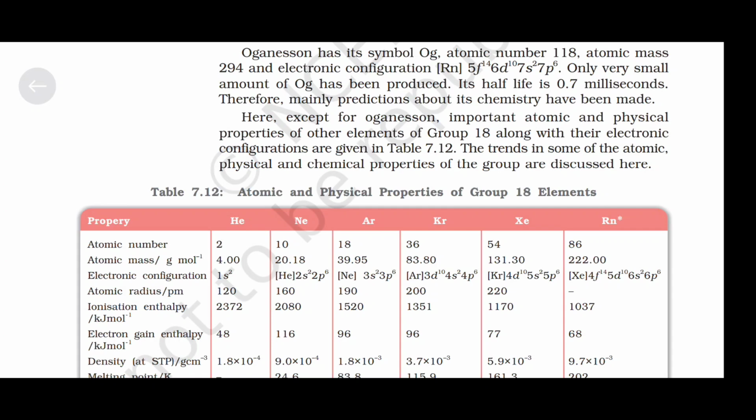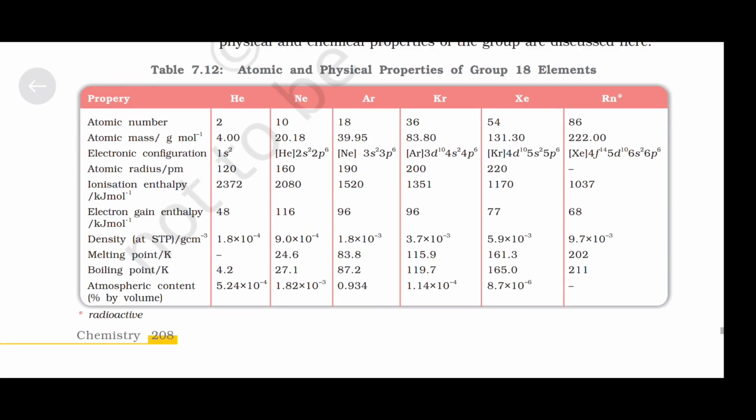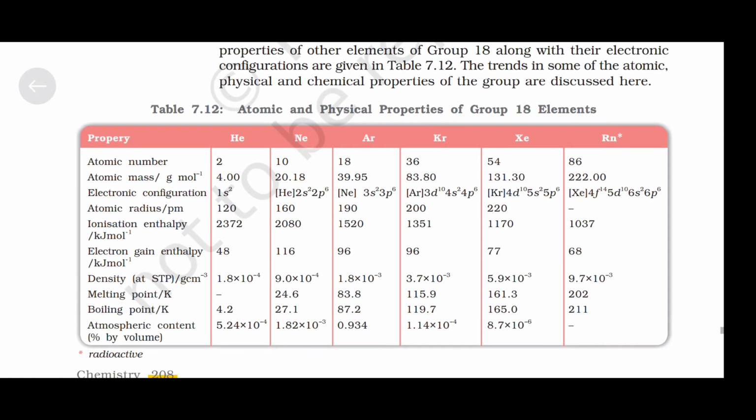Here, except for oganesson, important atomic and physical properties of other elements of group 18 along with their electronic configuration are given in table 7.12. The trends in some of the atomic, physical and chemical properties of the group are discussed here. So you can look at the table, compare things, atomic number, boiling point, melting point, and get an idea of group 18 elements.